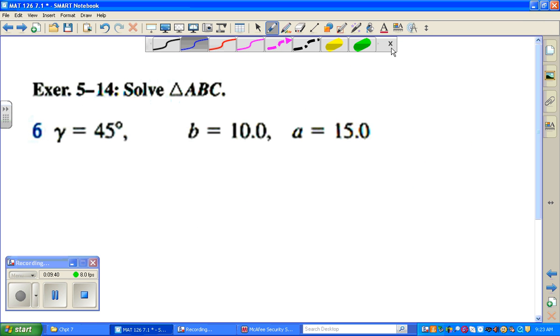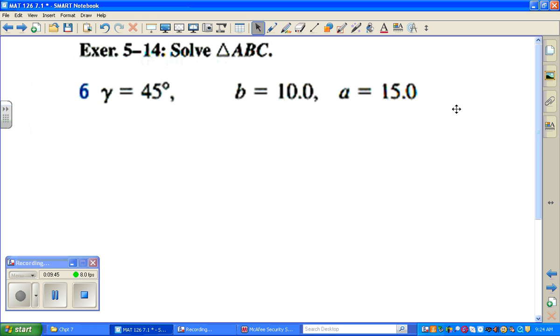All right, here we go. It is time. You got your calculators. It is time to demonstrate your ability to use the law of cosines because it is massive.